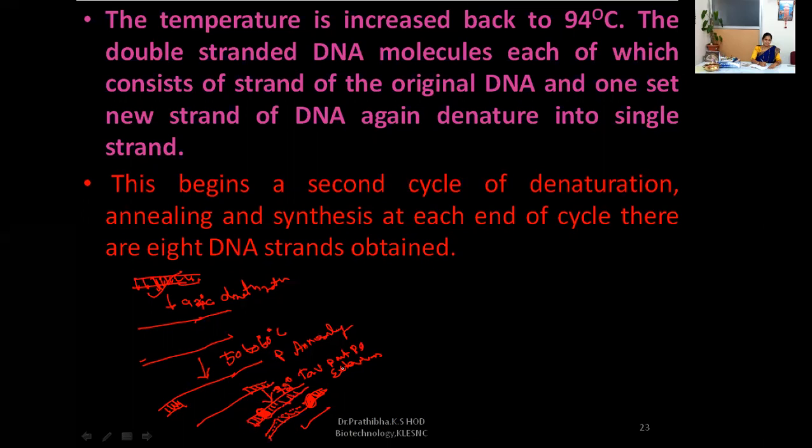Okay, the same cycle repeats. The temperature is again, see here, this is 94 degrees, 50 to 60 degrees Celsius, then here 72 degrees, right? This is one particular cycle, okay? The same cycle repeats, the temperature is increased back to 94 degrees Celsius. So here the temperature was 72, and here the temperature was 50 to 60, then 94.